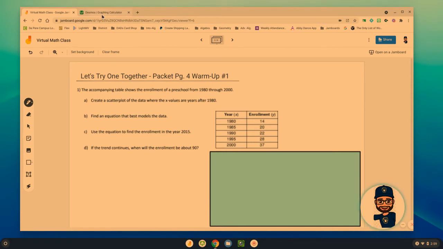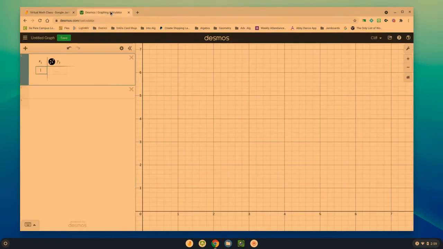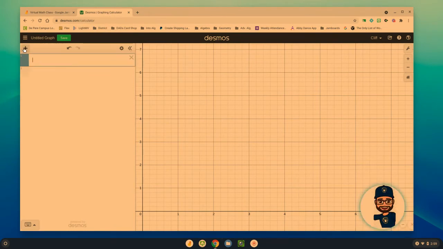So we need to go and enter that over here on Desmos. Okay, and again, I'm going to enter a table by adding a table. X1 was 1980, and in that year they had 14 students.